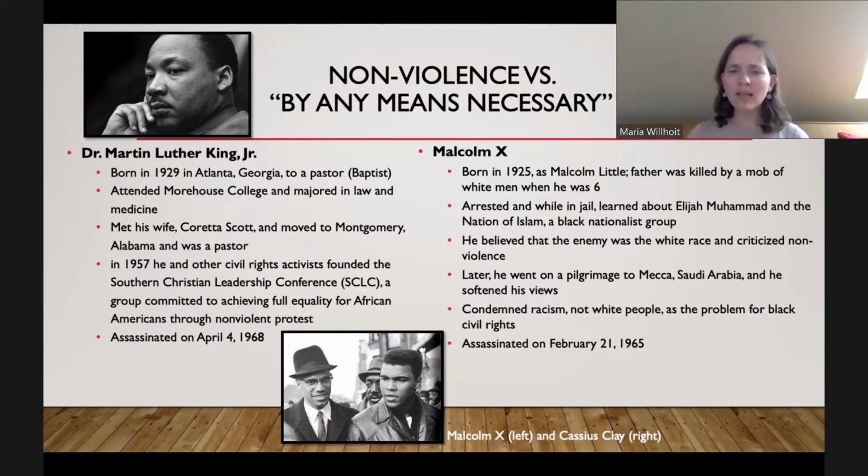And I'll just mention Malcolm X, he does later actually go on a pilgrimage to Saudi Arabia, and his views soften, but he still condemns racism. And he's still a proponent for, Black Americans need to do what's best for them. And unfortunately, both men are assassinated for their views.